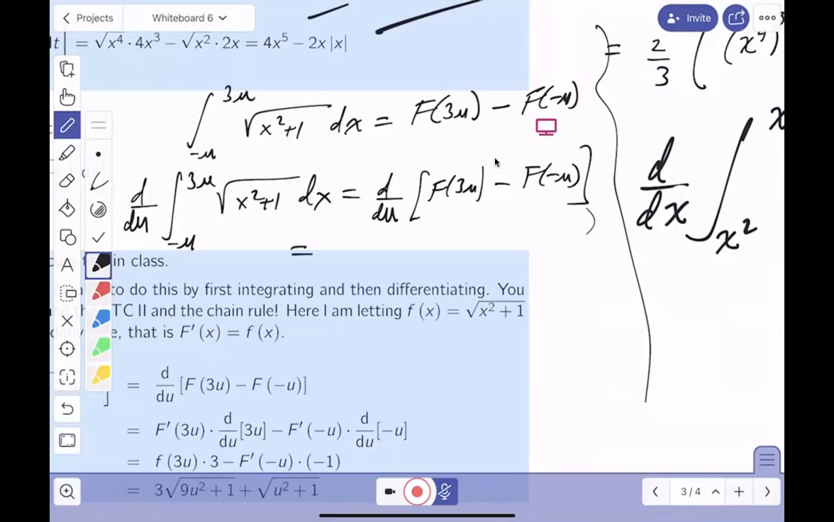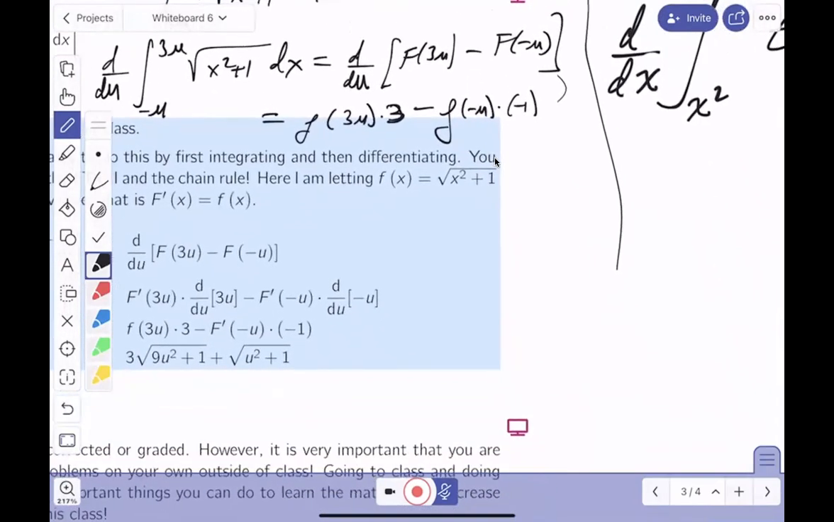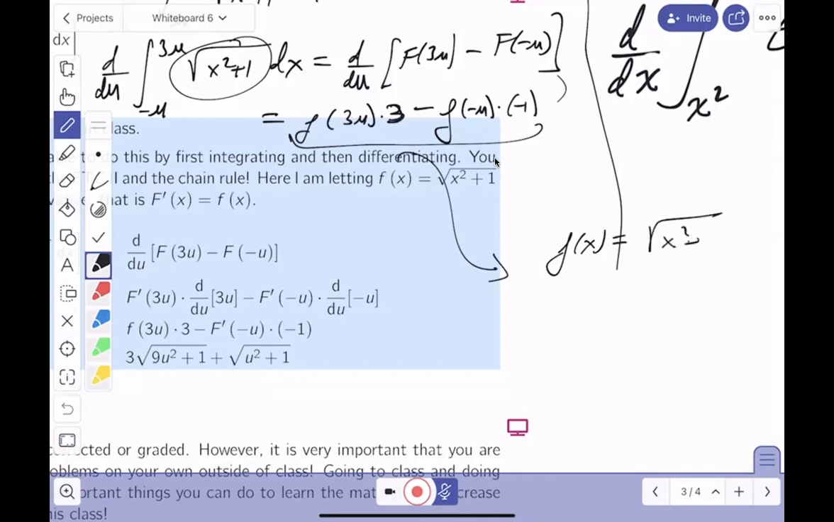And what do you get over there? Well, the big F, when you differentiate, little f of 3u times 3, whoops. And then it's going to be minus little f of minus u times minus 1. That's the derivative of the inside. All right, let's see if we can do that. And again, I'm going to go over here. You have to understand what the f is. This is the f in the problem. So f of x is actually just the root of x squared plus 1.